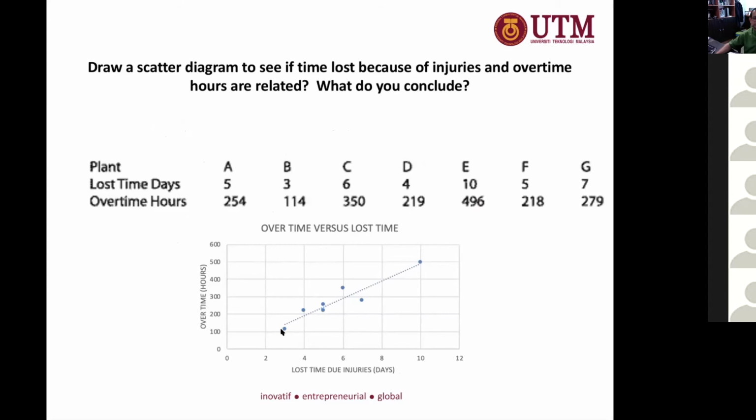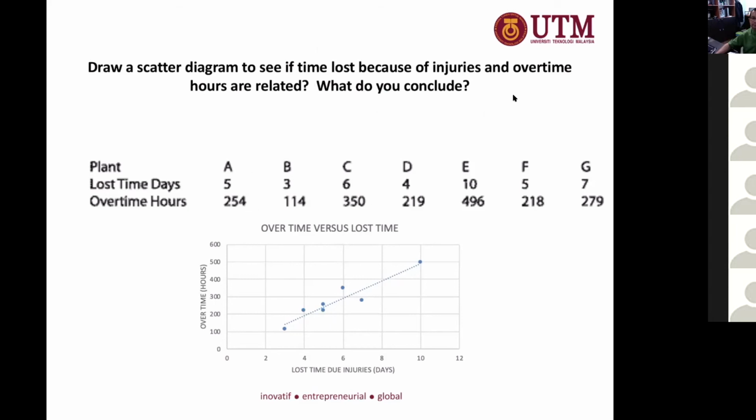So we want to see how the time lost per day because of injury and overtime hours are related. So overtime is cost. That's why we call it dependent. We want to see lost time per day because of injury and how much this injury costs in terms of the overtime hours.